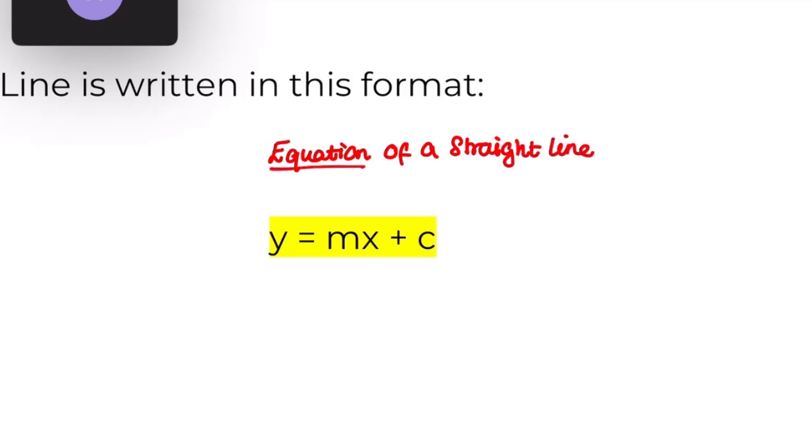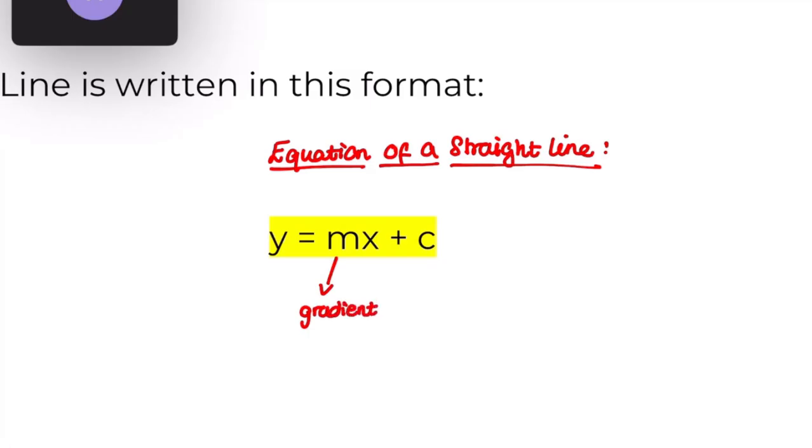Okay, because a lot of questions are going to be based on this. So the equation of a straight line is y equals mx plus c. Now m stands for the gradient. Okay, now we know how to work out gradient.